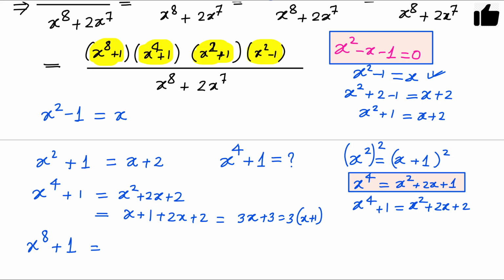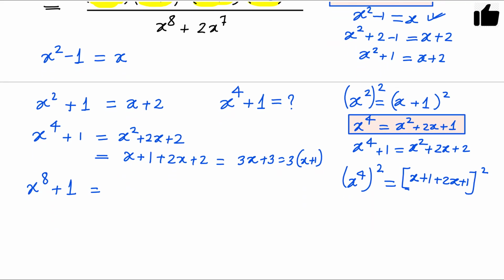I can square this, so this will be x^4 whole square, that is x square plus 2x. What will be this? Or you can simply write here x square is x plus 1. You see, we have already said from this expression that x square is equal to x plus 1. So I want to reduce the power, and that's why I will replace x square with x plus 1. So x plus 1 plus 2x plus 1, and then whole square.